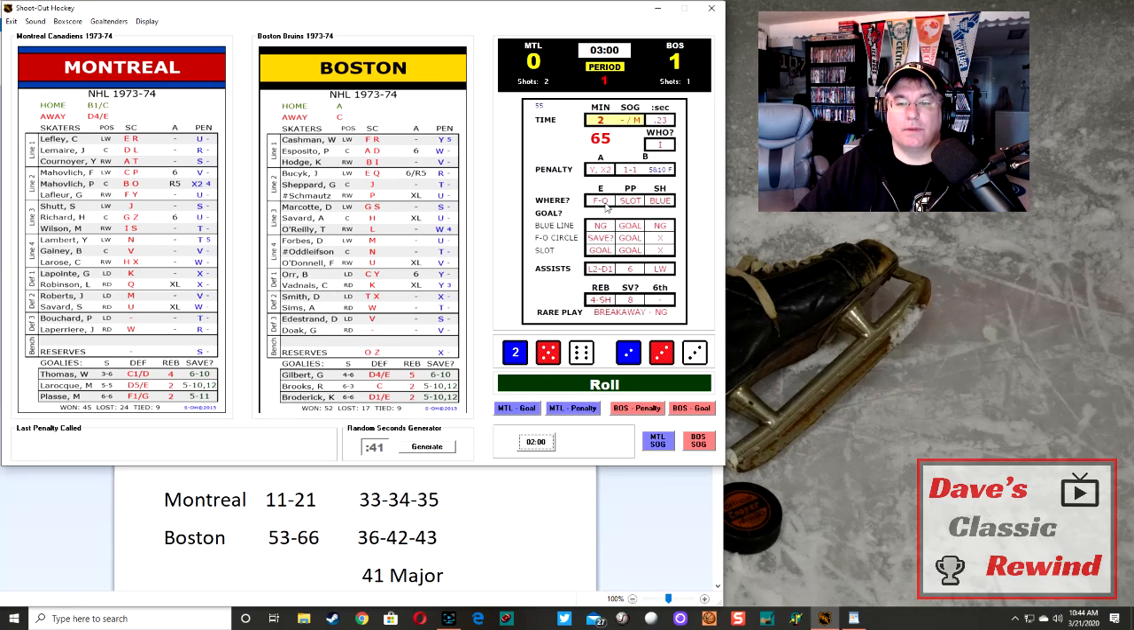Even strength from the face-off circle. So this is medium range. From the face-off circle, Ken Hodge. And that's no goal. That is a save by Michel Larocque. And the game will continue.